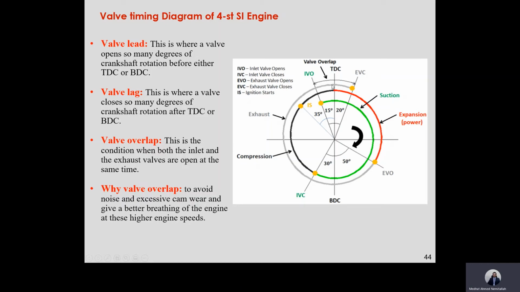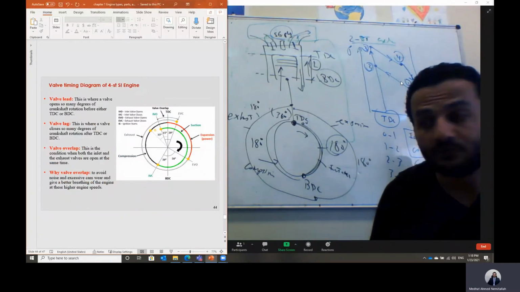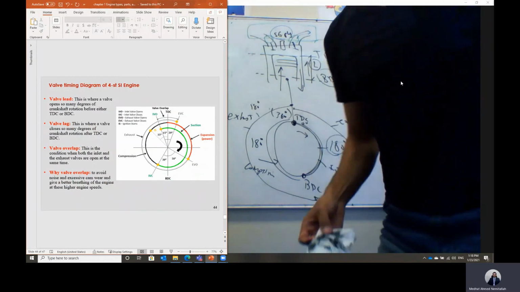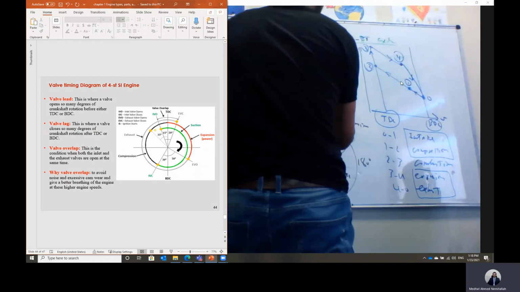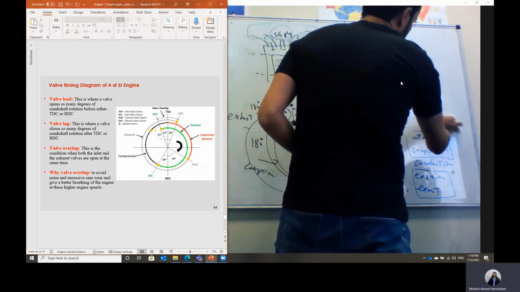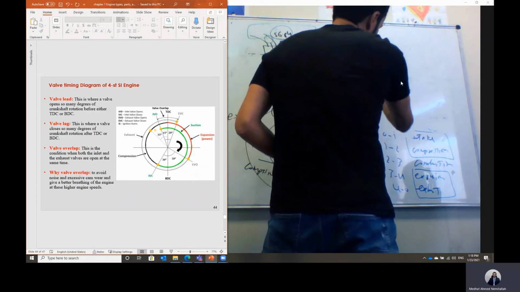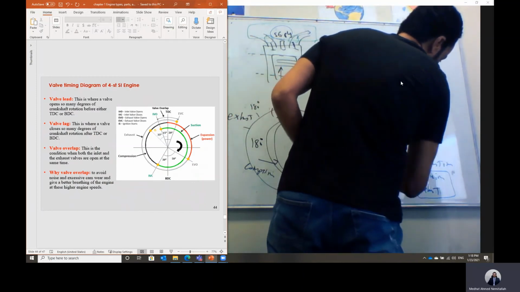We cannot open the intake valve, open the exhaust valve and close the intake valve all at the same time at the top dead center. This would result in much noise in the system. Let's look at the valve timing diagram, for the case of a four-stroke gasoline engine. The valve timing diagram shows the timing of opening and closing the intake and the exhaust valves.